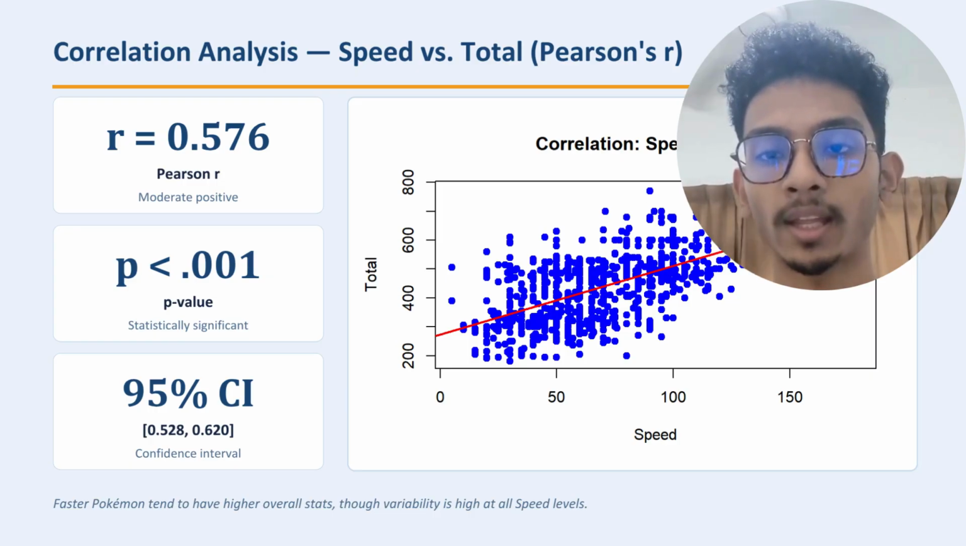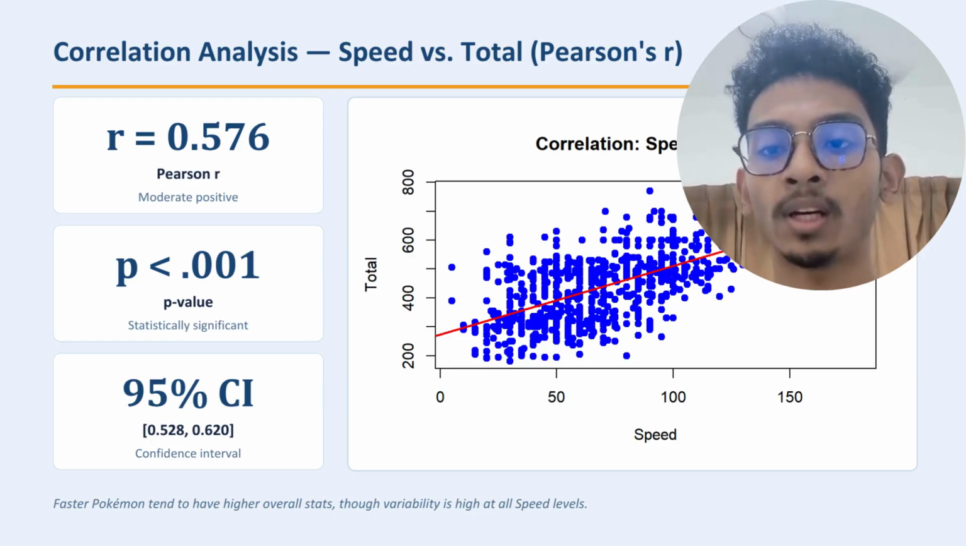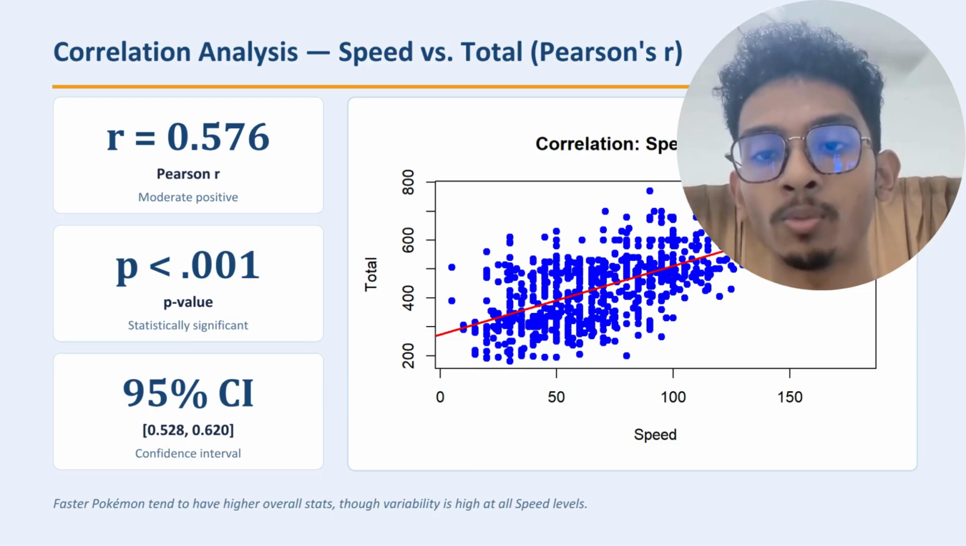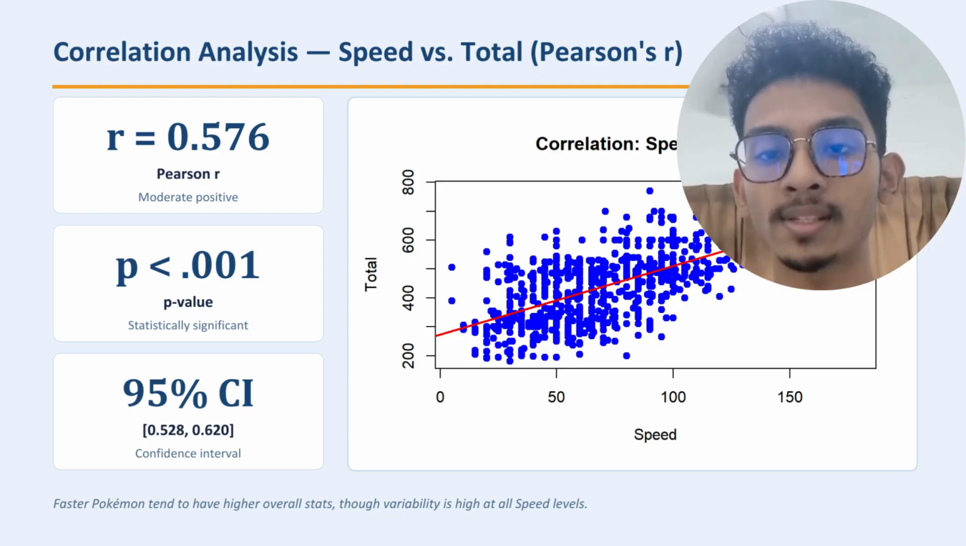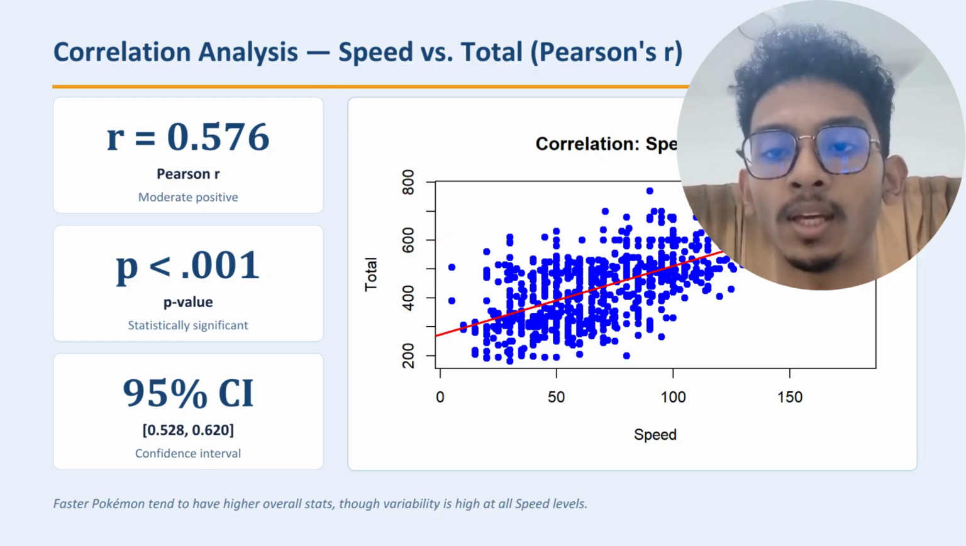Next, I looked at the relation between speed and total using Pearson's correlation coefficient. The result was r equals 0.576 with a 95% confidence interval from 0.528 to 0.620 and a p-value less than 0.001. This indicates a moderate, statistically significant positive correlation. In other words, faster Pokemon tend to have higher overall base stats, but the correlation is not strong enough to be perfectly predictive.